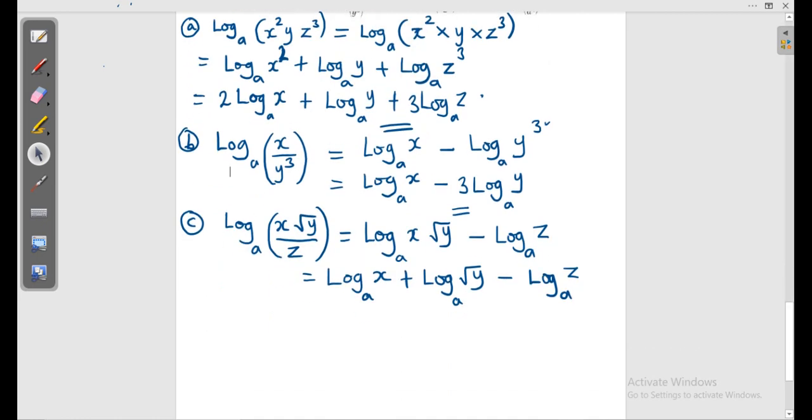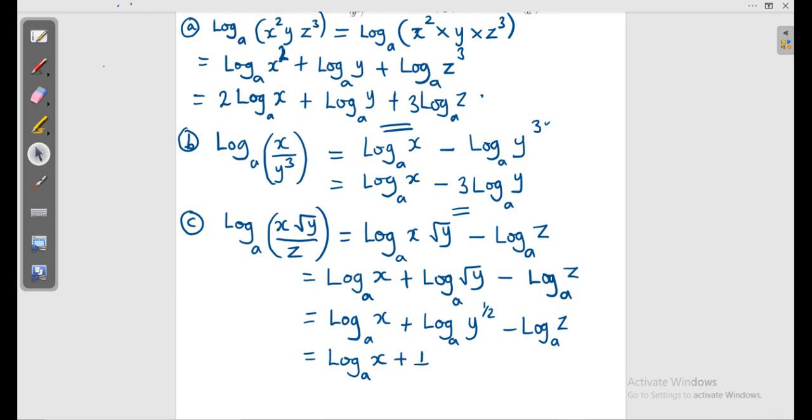Can we leave our answer like this? Let me say no, because we have it in terms of log x base a and log z base a, but not in terms of log y base a. This square root is making it not to be in terms of log y base a. Then what do we do? We recall that the square root of y is the same thing as y raised to power half. And from here, we have log x base a plus half log y base a minus log z base a.